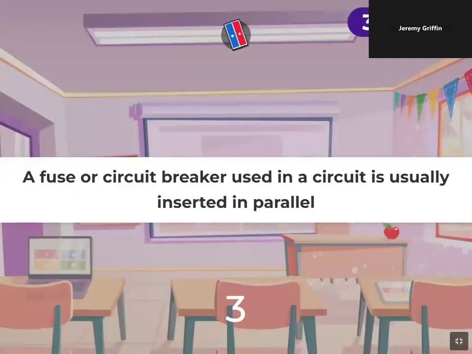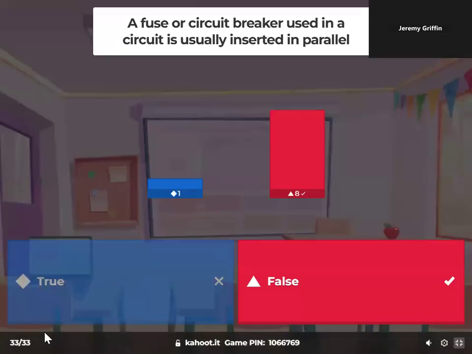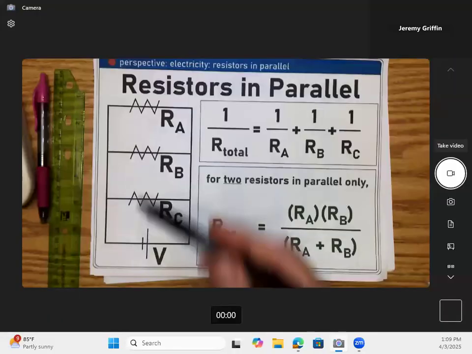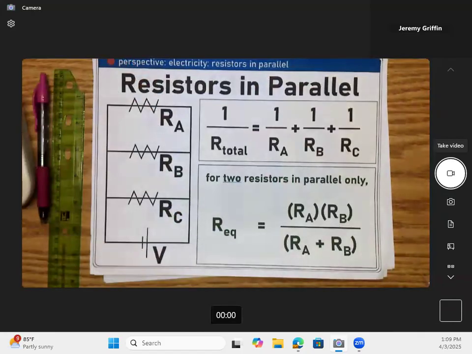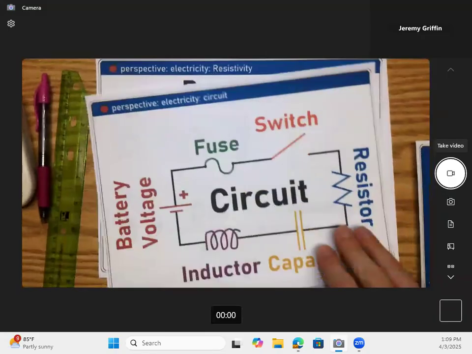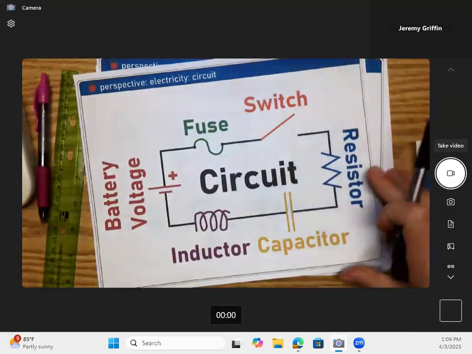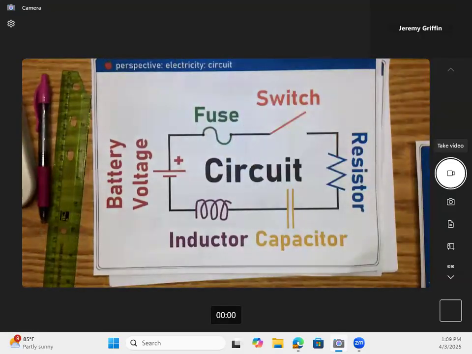A fuse or circuit breaker is usually inserted in parallel. True or false? False. Because if you put a fuse right here and it burned out, it wouldn't do anything because the current would still flow somewhere else. But where's my series set? Actually, here we go. Here's a fuse that's in series with the rest of the circuit. If that fuse burns out, that actually will stop the flow of the current, which is exactly what you want.